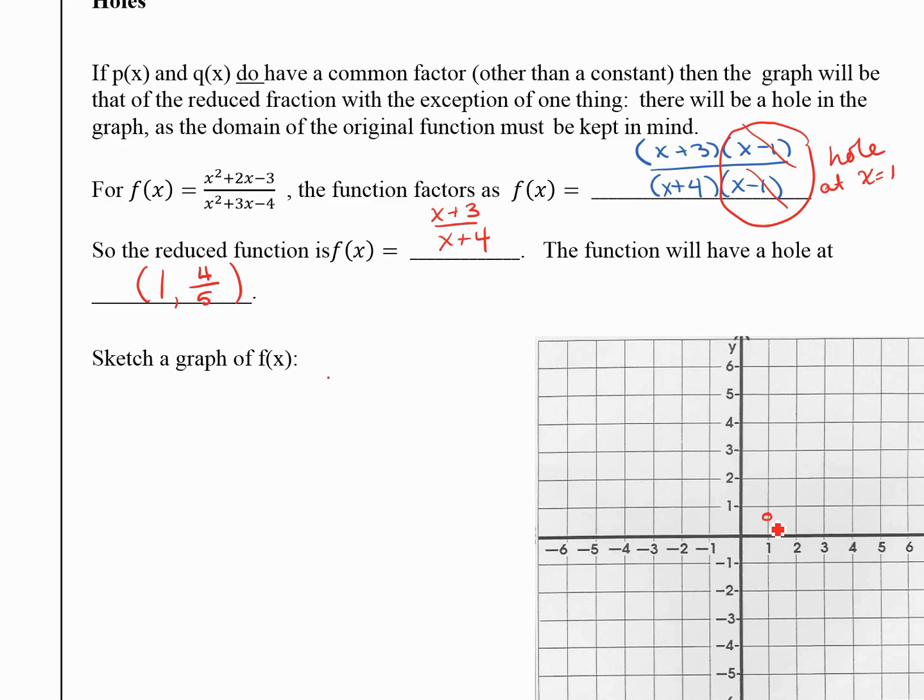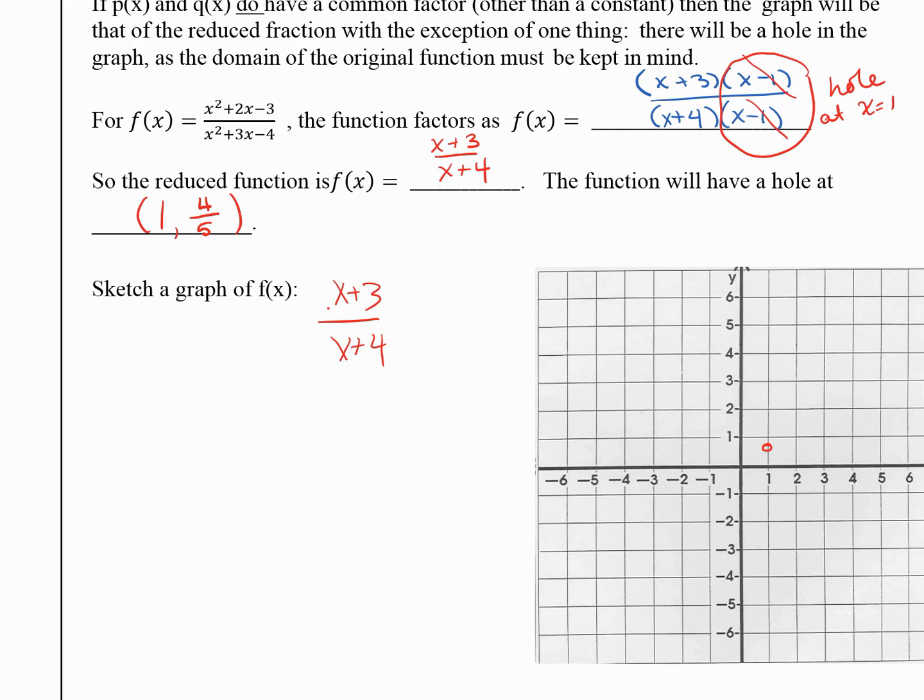And so now we're really sketching the graph of x plus 3 over x plus 4, the reduced function. It's just that we now know we have that hole at 1, 4/5. Okay? So let's kind of put together what else we've learned.